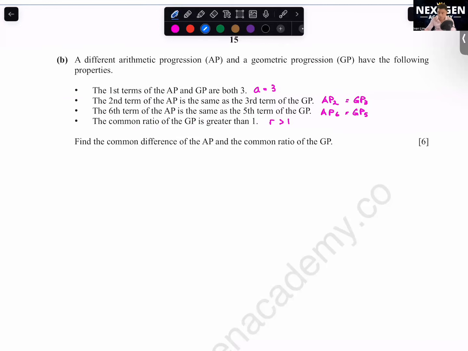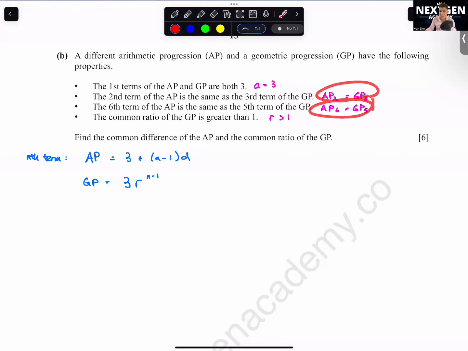Let's find. If you look over here, all the statements are related to nth term only, so it's nothing to do with sum of n terms, so we don't care about that other formula. Let's start with the AP first. The nth term for AP is equal to 3 plus (n minus 1)d, because it is a plus (n minus 1)d. For GP, the nth term is ar to the power of n minus 1, so 3r to the power of n minus 1. Both of it, we are referring to just the nth term.